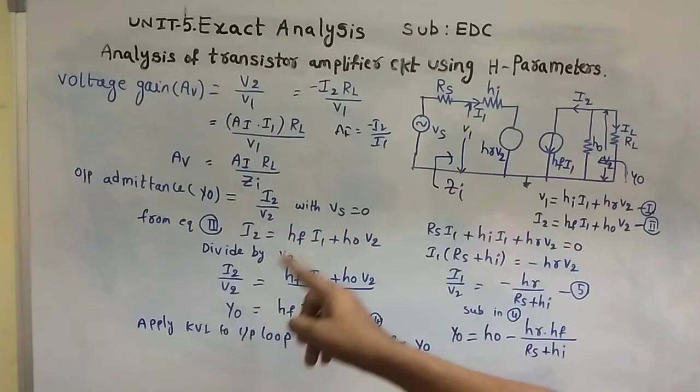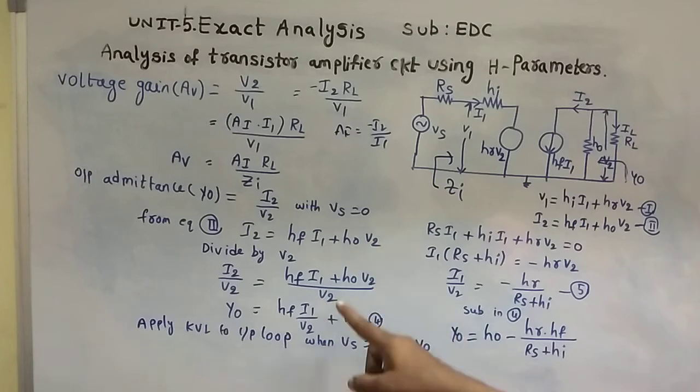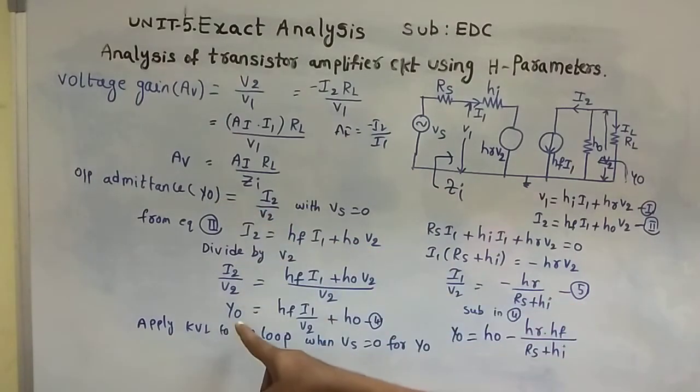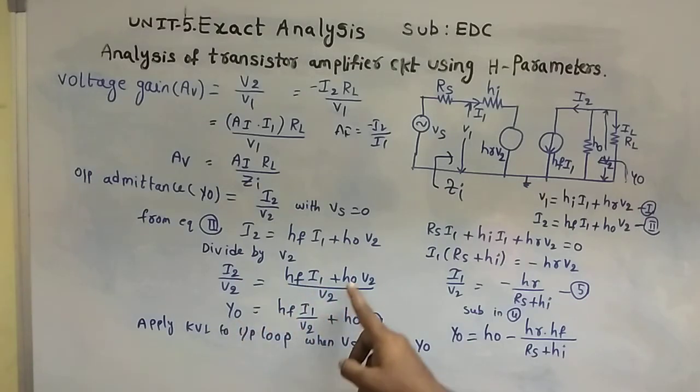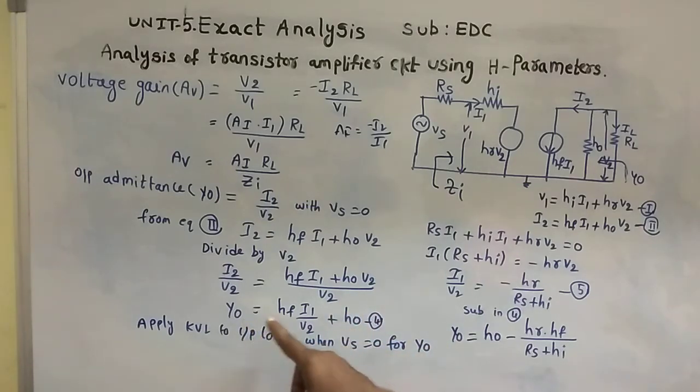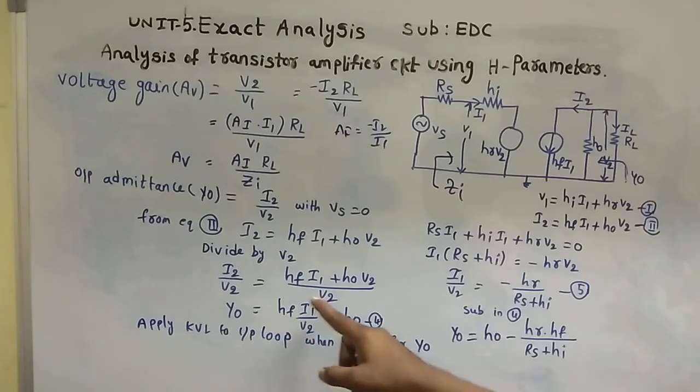I2 by V2 is equal to hf I1 plus ho V2, all divided by V2. Then I2 by V2 is nothing but Y0, the output admittance. Then hf into I1 by V2 plus ho into V2 by V2, which cancels, leaving ho. This is the fourth equation: Y0 is equal to hf into I1 by V2 plus ho. Here we don't know I1 by V2, that we have to find.